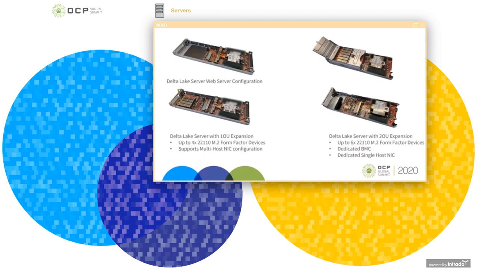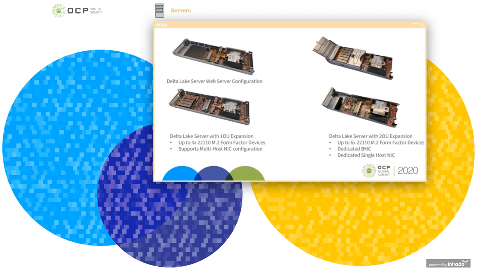I also wanted to highlight some of the versatility of Delta Lake and how we've made our Yosemite V3 platform able to support a lot more configurations than we had in previous generations. In the top left, we have what I've been calling the base Delta Lake configuration, which is just a web tier server. This blade will only have the Delta Lake on it, and it'll also be connected to the baseboard and BMC through that connection I mentioned earlier.